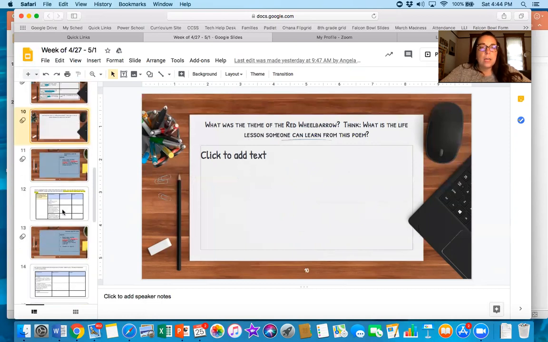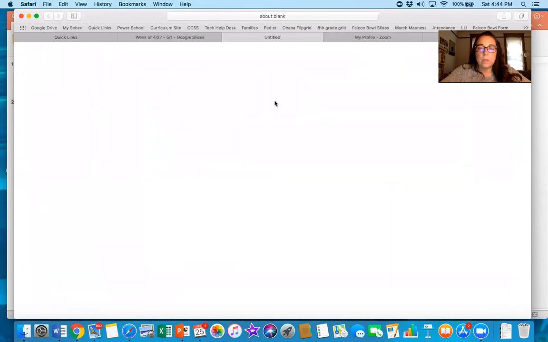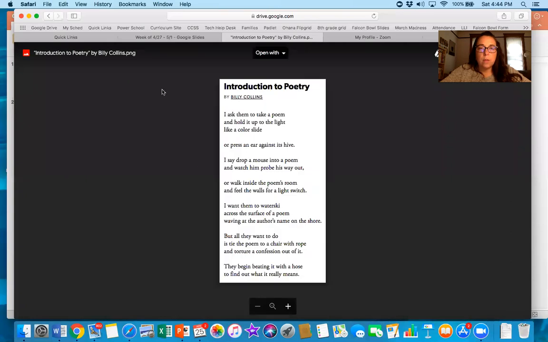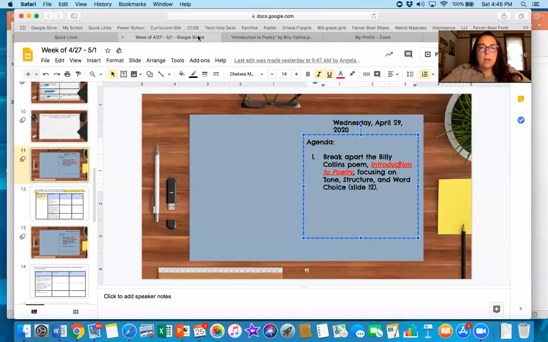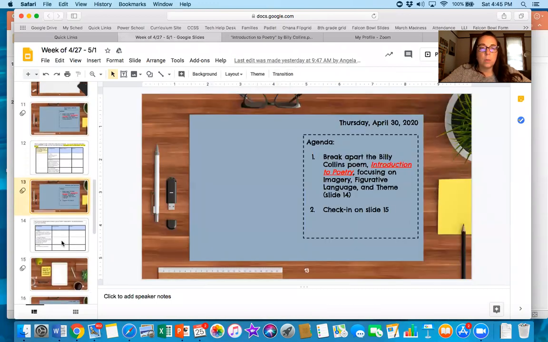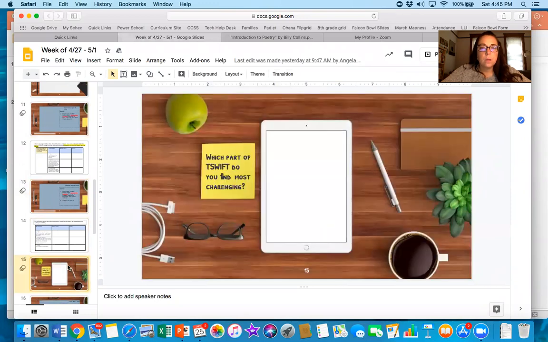And then in the next 2 days, you are going to be looking at Introduction to Poetry. I hope you remember this from a few days ago. This is that Billy Collins poem that we started you out with. And you are going to be doing, with the Billy Collins poem, the TSWIFT format. So first, you're going to jot down some confusing things and look them up. And then you're going to look at the structure and the word choice and the tone. And then the second day, you're going to do the poem again, except imagery, figurative language, and theme. And then you're going to give us a little note about what you find most challenging.